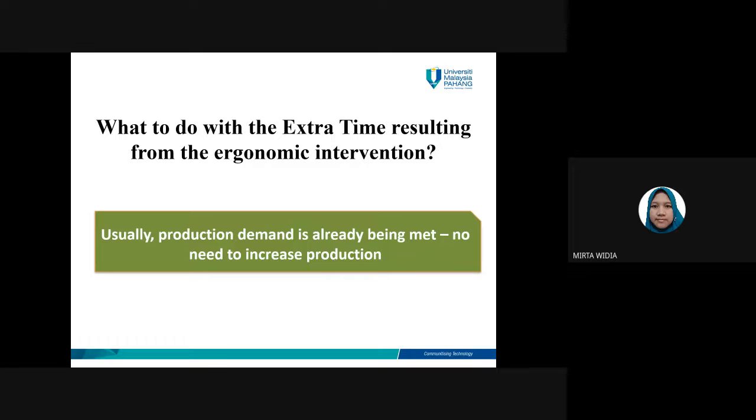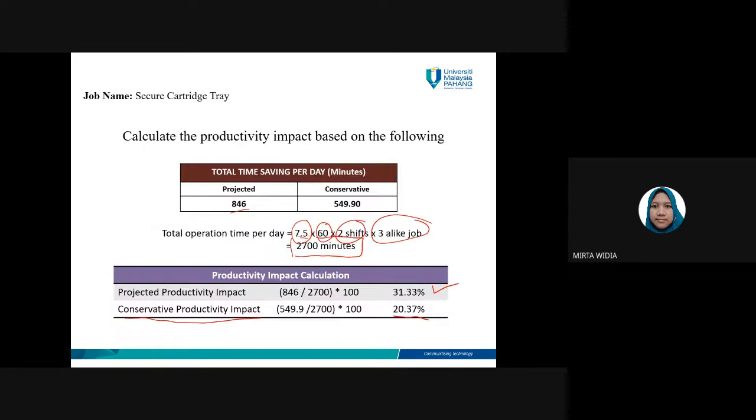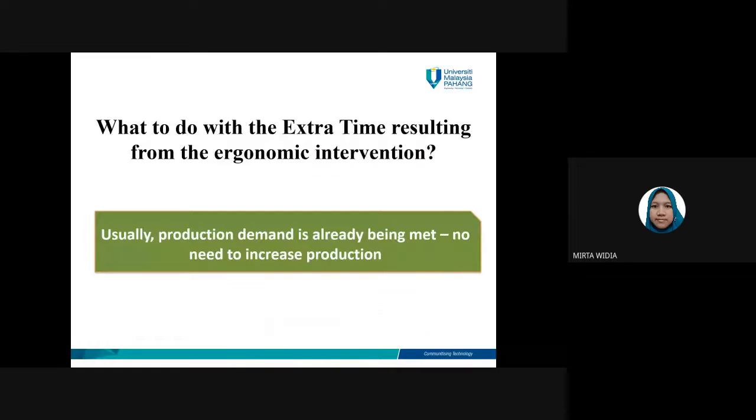Okay, so tadi ada 846 minit per hari kita boleh jimat. So what to do with the extra time resulting from the ergonomic intervention? Okay, usually production demand is already being made. No need to increase the production. Dengan kita jimat 846 minit tadi, the demand is already made lah. Production tu dah settle dah siap dah. Ada 846 minit yang kita boleh buat sesuatu.